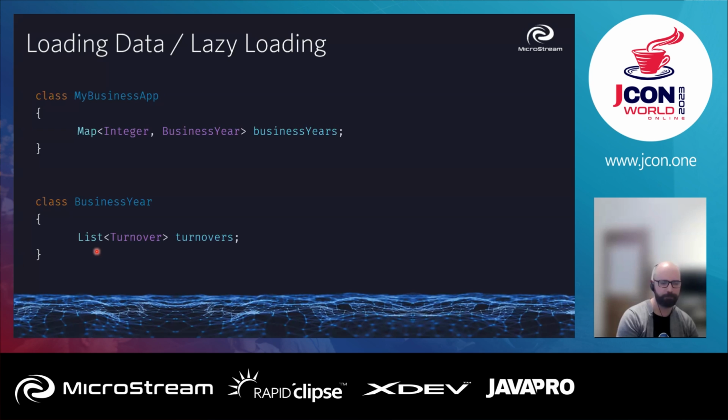And it, of course, would be nice if you could simply add a lazy to the turnover list, which we want to load lazily. And that's exactly how it works. Just wrap it around your subgraph, which you would load lazily. And that's all you have to do.